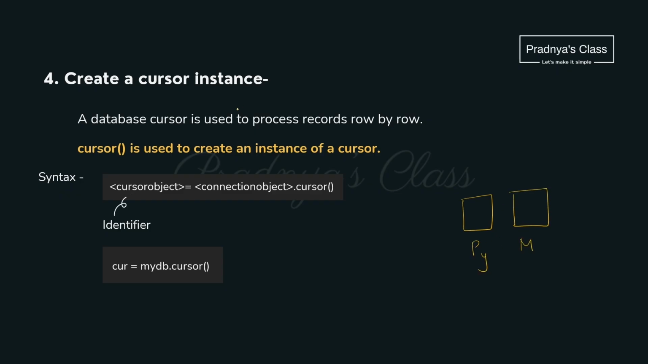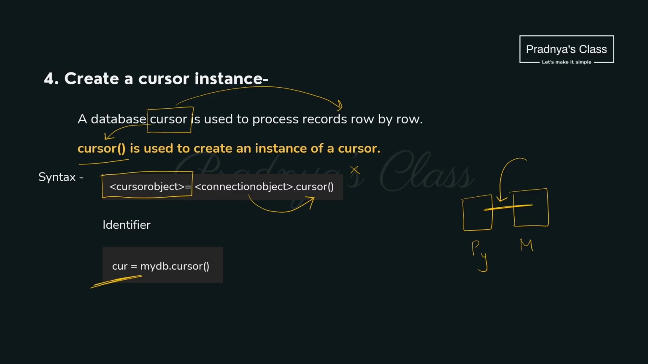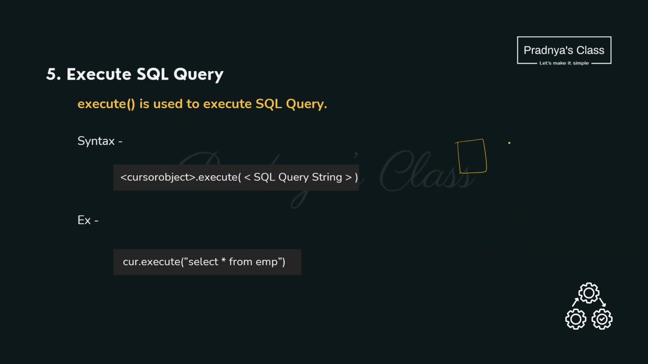Now let's move ahead. We need one cursor which will process the records row by row. For that we are going to use the cursor function. Obviously this cursor function will work on the connection object. So look at the syntax: connection object dot cursor. It doesn't take any parameter. So with that we are going to create one cursor object. Let's give it the name cursor. Connection got established and we are ready to process the records too.